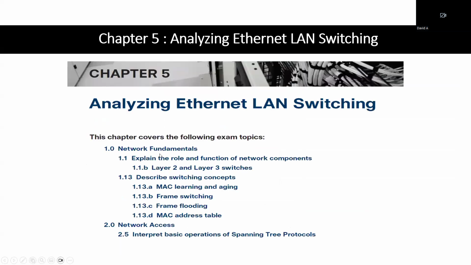A couple of things before we jump in, if you guys are following along within the PDF for the objectives for the exam. Here are some of the bullet points from the objective list that this chapter is going to cover. 1.0, network fundamentals. 1.1, explain the role and function of network components. 1.1.b, layer 2 and layer 3 switches. 1.13, describe switching concepts.